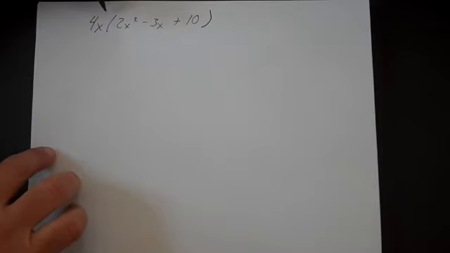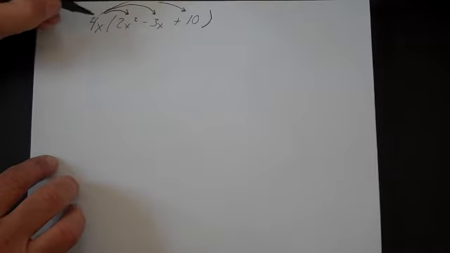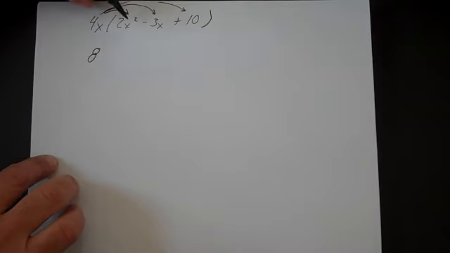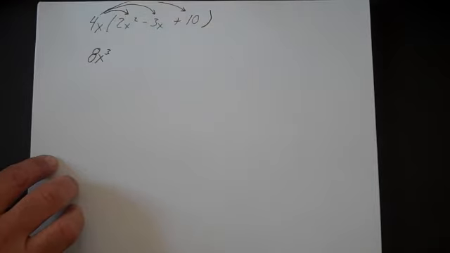So let's distribute first. Distributing means we multiply this term by the first term, then by the second term, and then by the third term. So 4x times 2x squared, we multiply the number times the number. 4 times 2 is 8. And then x times x squared. So x times x squared will be x to the third.